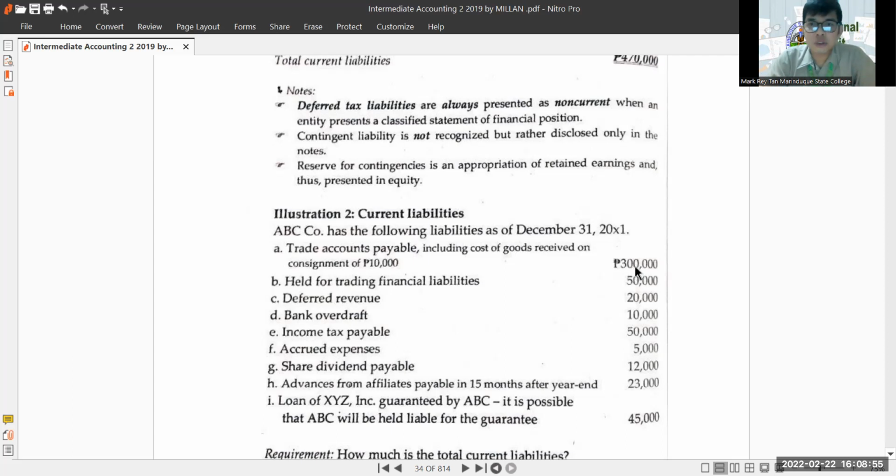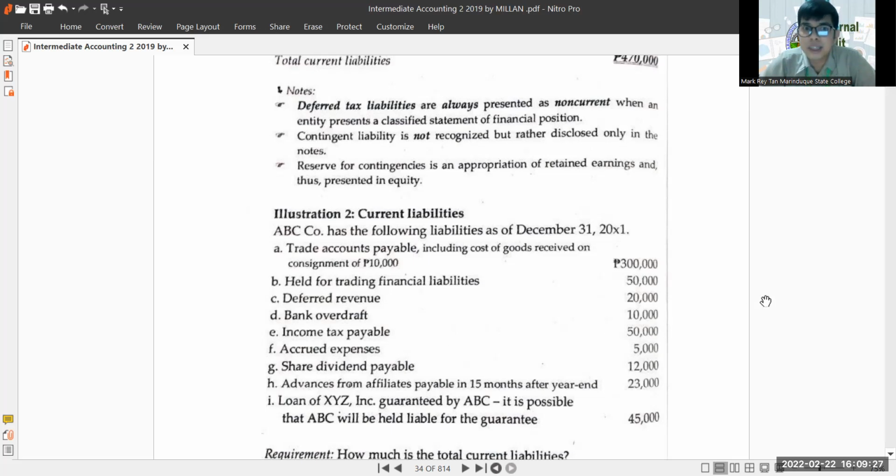So, yung letter A natin, 290 na lang yan. Letter B, held for trading. Financial liabilities. So, kasama yan. Deferred revenue, 20K. Ayan. I-discuss ko to a little later kasi nung binabasa ko to kanina, parang nawindang ako. Deferred revenue, surprise mo, question mark muna. Yan, bank overdraft, na-discuss na yan, kasama yan.